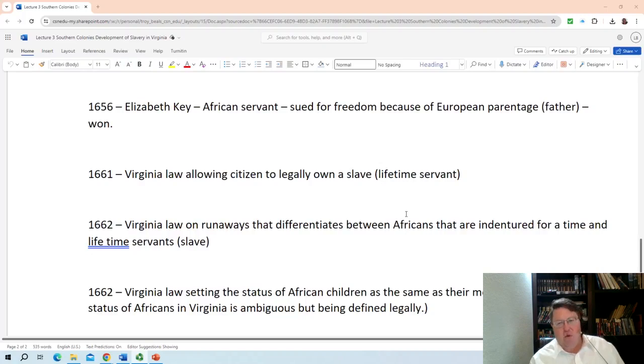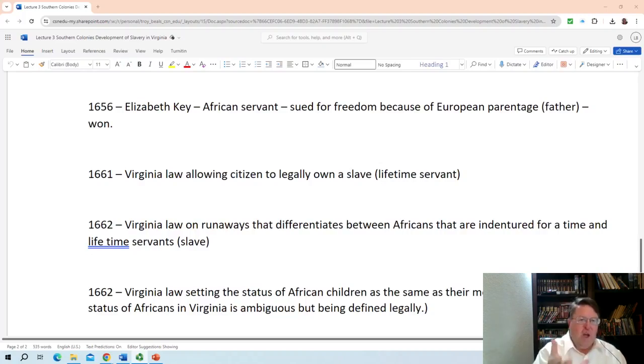The judge finds that, well, okay, if you're European, that is some basis for you being free. And what's interesting again, you're seeing a shift in the culture. The judge isn't looking at contract. Do you have a contract saying you're in free labor or not? He's not sentencing Elizabeth Key to lifetime servitude. The judge buys the argument that somebody that's European cannot be a lifetime servant. Okay, you're free. So you're seeing that shift.